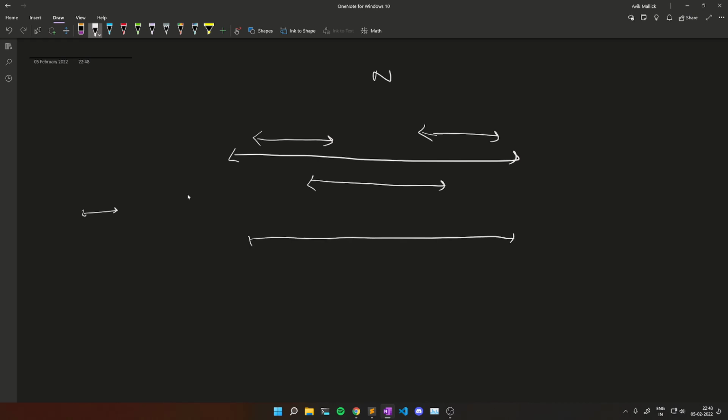Now one thing to observe is that for prefix sum, if we are given prefix sum L to R, which means A of L plus A of L plus 1 plus dot dot dot A of R, this is the value of this.